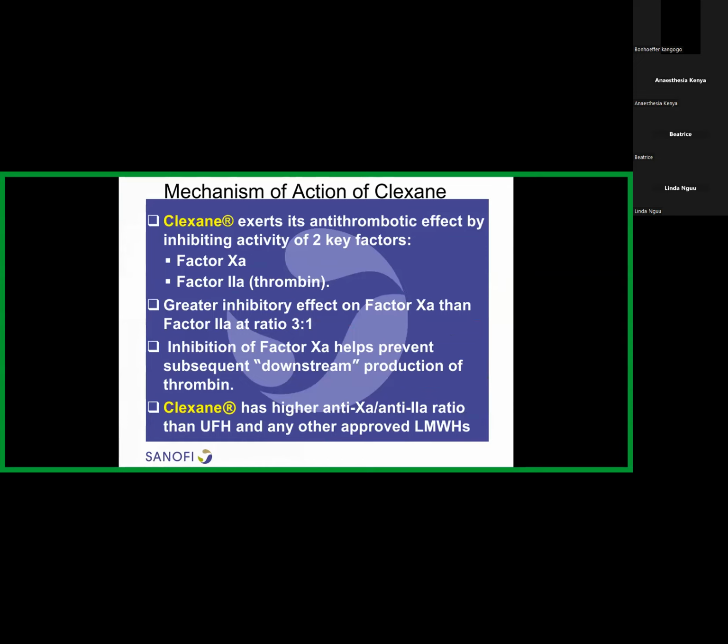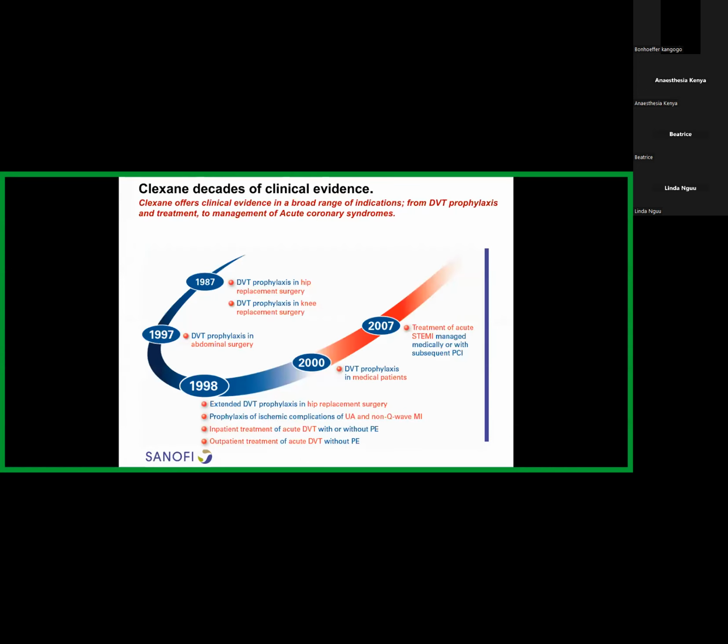Regarding the mechanism of action of Clexane, it exerts its antithrombotic effect by inhibiting the activity of two key factors, that is factor 10A and factor 2A, which is thrombin, and more of its effect is felt on factor 10A rather than as a thrombin inhibitor. Therefore, it is able to prevent production of thrombin downstream. Clexane is one of the most commonly used low molecular weight heparins and has been approved for many indications in comparison to unfractionated heparin.